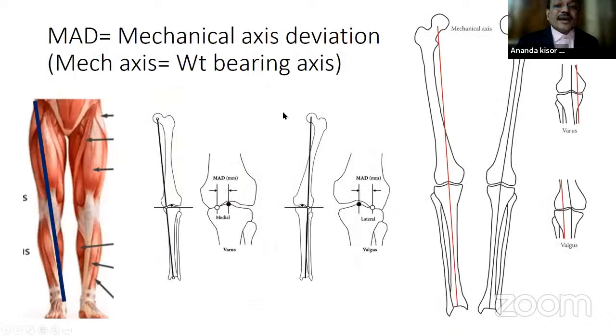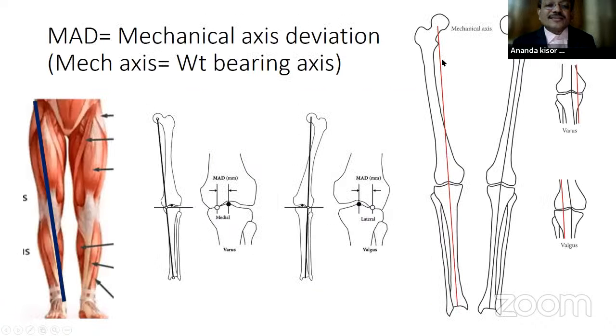Next is the mechanical axis deviation. As you can see, this is the central plumb line, and the mechanical axis deviation is a radiological assessment. I'm not going to detail it because sometimes it is required. The mechanical axis is the weight bearing axis: the center of the hip, the center of the knee, and the center of the ankle.